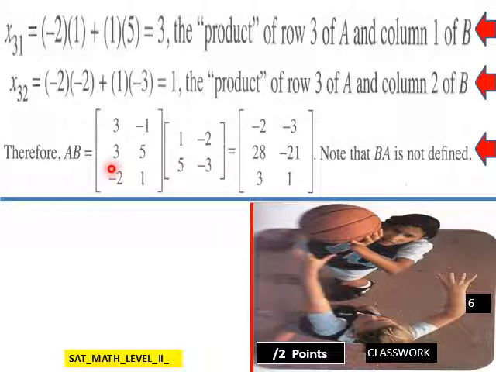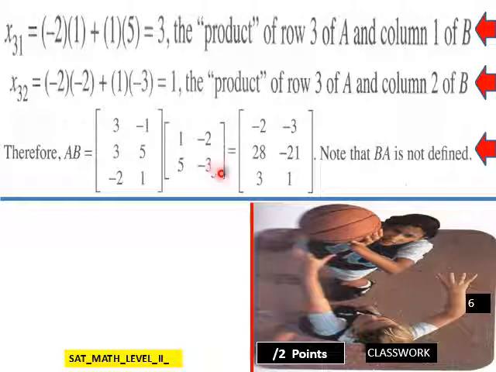So therefore, A times B will equal negative 2, negative 3, 28, negative 21, and then 3, 1. Note that BA is not defined. So if we go back the other way here, you would run out of ways to multiply there.